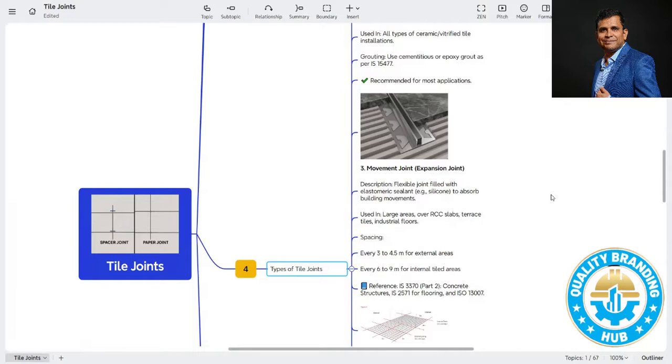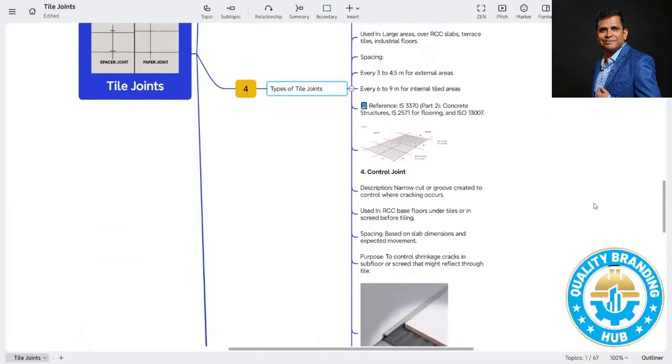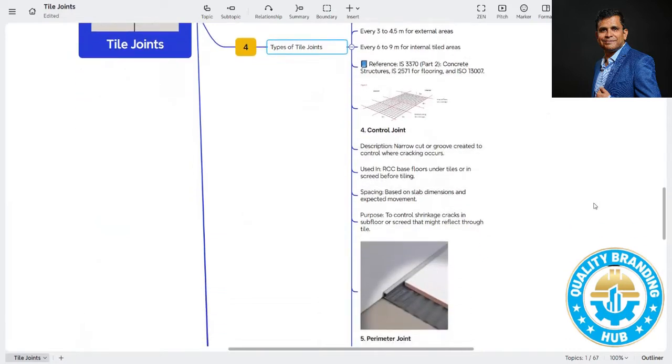The next is the control joint. Now, what is a control joint? It is a narrow cut or groove created to control where cracking occurs. In the floor, in large areas, cracks can generate, and we need to absorb them. How can we absorb the cracks? We can cut narrow grooves, and the cracks will be inside the groove and not visible. That type of joint is called the control joint.